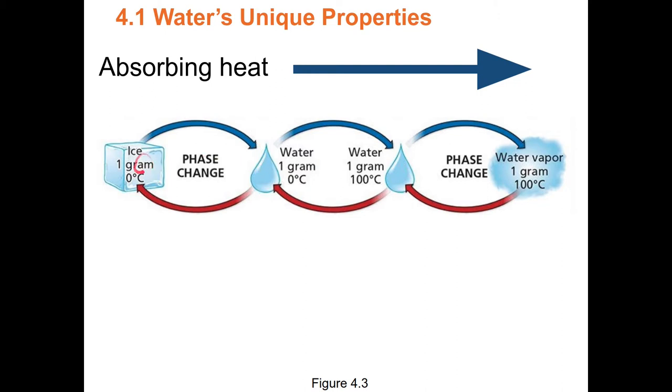Now, ice gets up to zero, and as you keep adding heat, nothing is going to happen, and then it'll melt, but the temperature won't change. Once you have liquid water, if you keep adding heat, then the temperature will change until it gets to 100 Celsius, which is as hot as you can get liquid water. As you keep adding heat, nothing will happen, and then it'll evaporate, and it'll still be 100 Celsius. And that's a phase change. That'll take 540 calories.